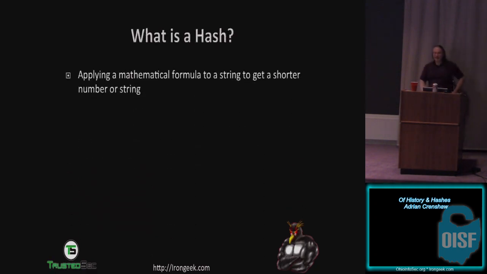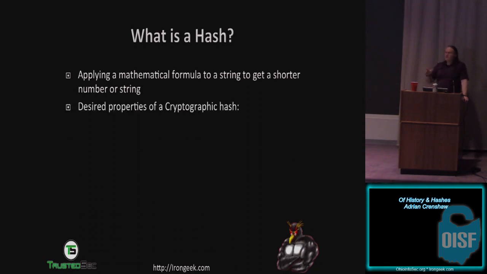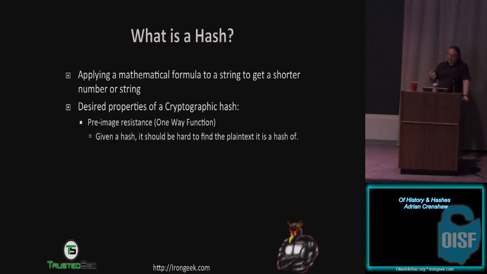Now, what is a hash? I mentioned a hash. A hash is essentially applying a mathematical formula to a string to get a shorter number or string. Desired properties of a cryptographic hash are as follows. One is pre-image resistance. This is a one-way function. Basically, if you have a hash, you don't want it to be reversible. I guess you could say, going by the definition, apply a mathematical formula to a string to get a shorter number or string.